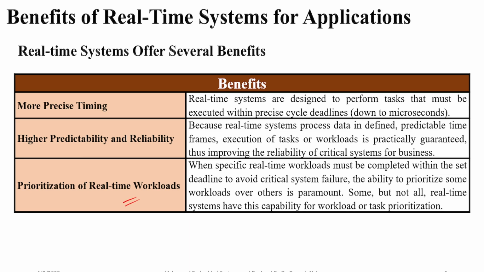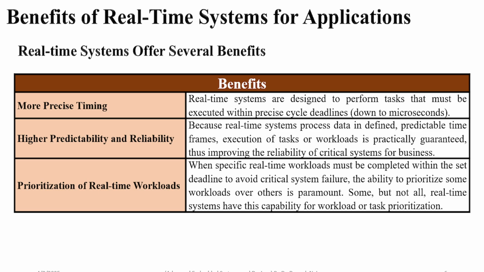Third, we can prioritize the real-time workload. That means we can have different types of tasks and we can have different priorities for these tasks which will be executed within a particular time period. So these kinds of systems firstly provide very precise timing. They are very predictable in response to the time. They are very reliable. They generally do not fail in any condition. And third, they have multiple priorities for multiple tasks, according to which they will give resources and time to these tasks.